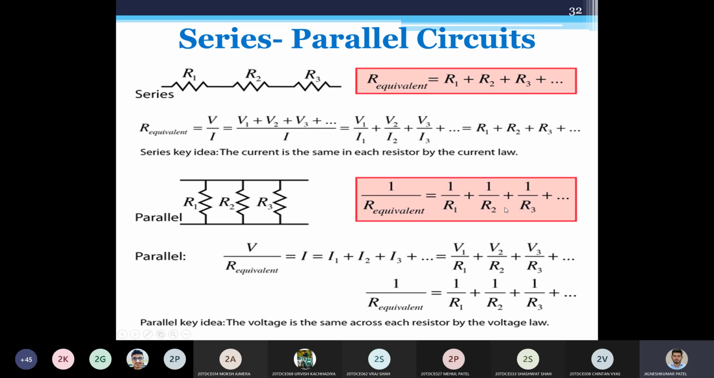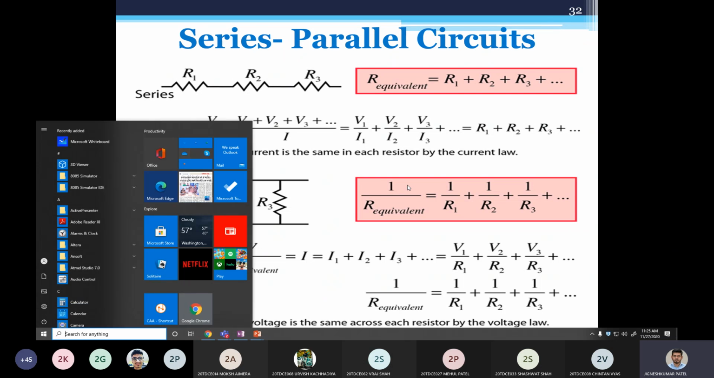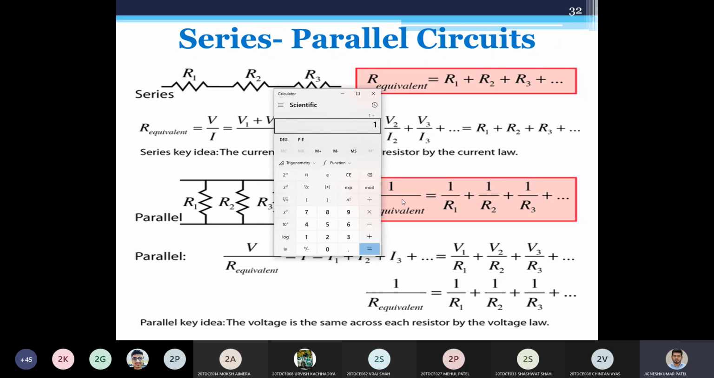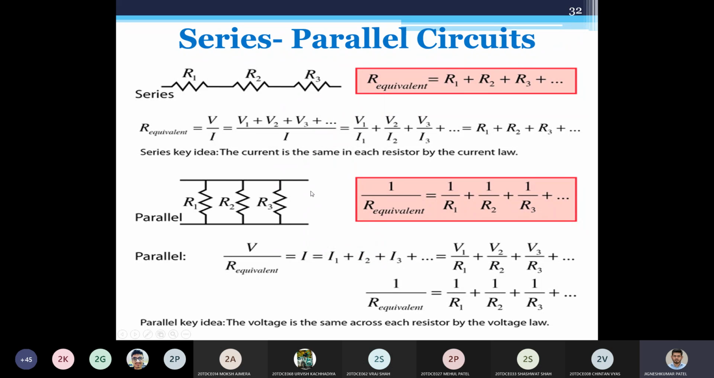Due to this, it is always 1 upon R1, 1 upon R2. So it would be basically 1 by 10 and 1 by 100, which is 0.1 and 0.01, so 0.11, and again you have to take the inverse. So 1 by 0.11 is the answer. Okay, let's see what the answer is. It is basically 1 by 0.11, and it is actually about 9 ohm. So it is always less than the two resistances in parallel. But in case of series, it is always greater than the individual resistor.